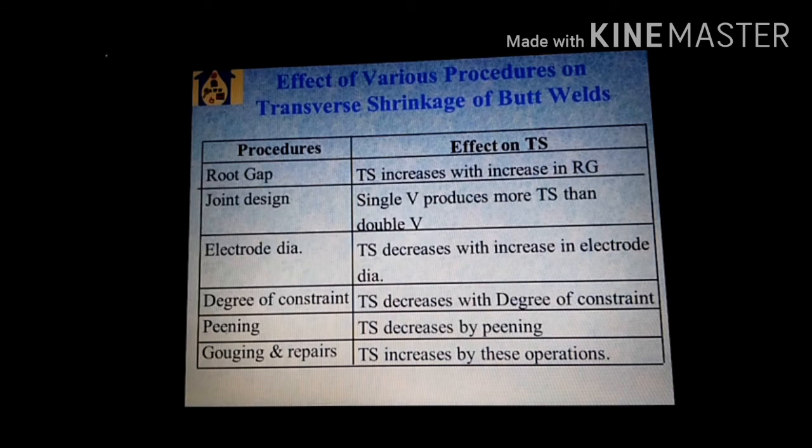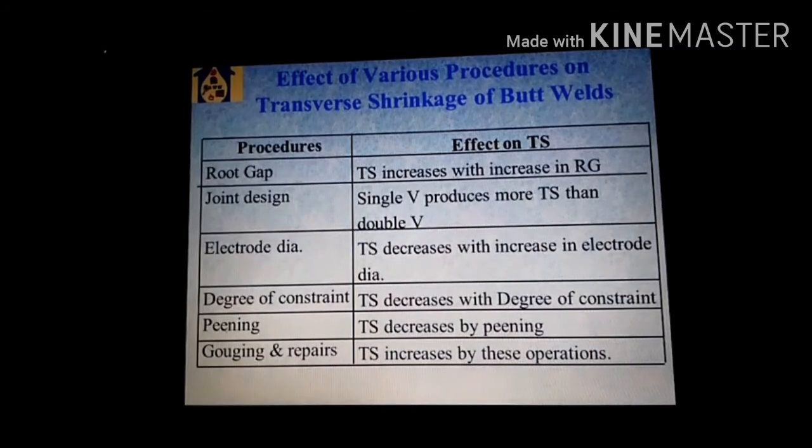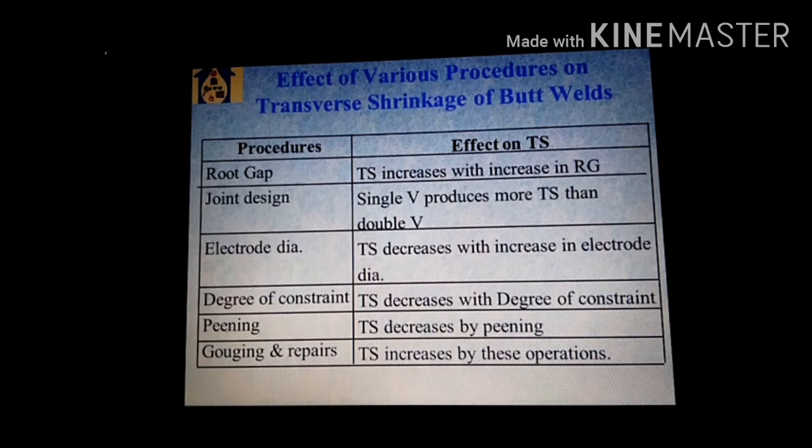Factors: root gap, joint design. Root gap: transverse shrinkage increases with increase in root gap. Joint design: single V produces more transverse shrinkage than double V. Electrode diameter: transverse shrinkage decreases with increase in electrode diameter. Degree of constraint: transverse shrinkage decreases with degree of constraint. Pinning: transverse shrinkage decreases by pinning. Gouging and repair: TS increases by this operation.